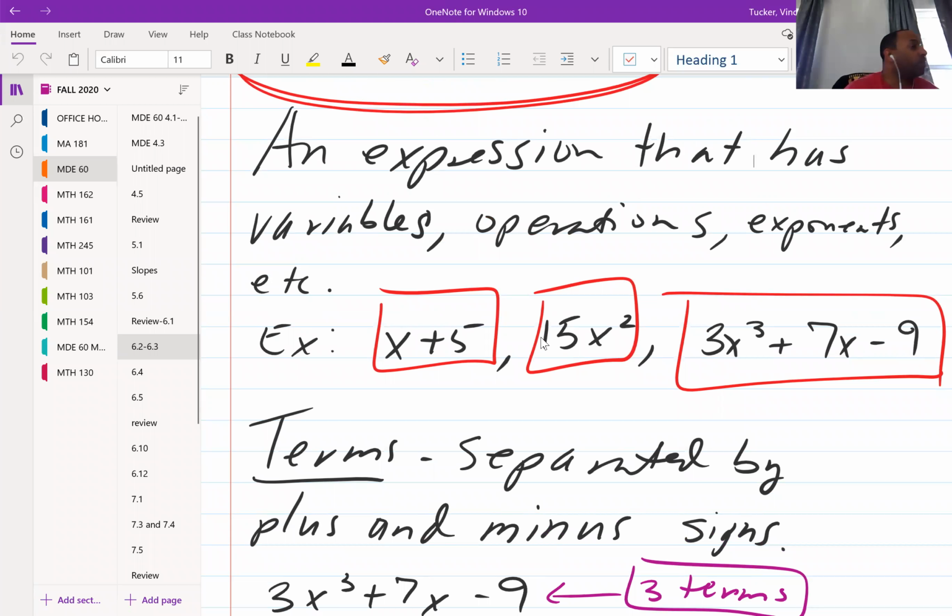Yep. So 3x cubed is a term, 7x is a term, and negative 9 is also a term. So those are your three terms: positive 3x cubed, positive 7x, and negative 9. All right, can you scroll up?